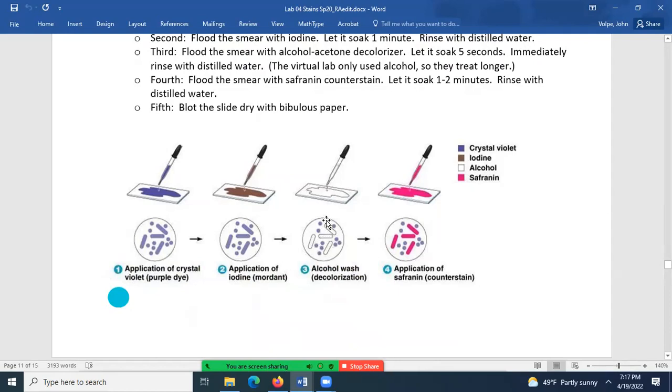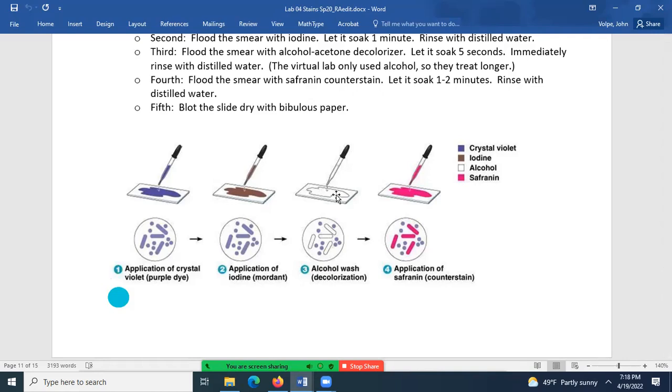Then you apply the Gram's decolorizing agent. And this can be different agents. It's usually something like an acetone and alcohol mixture, and it decolorizes the cells, pulling out the crystal violet iodine complex from the gram-negative cells, but not from the gram-positive cells if it's done correctly. You only apply this for about 5 seconds. The best way to do it is to watch while you're doing it.